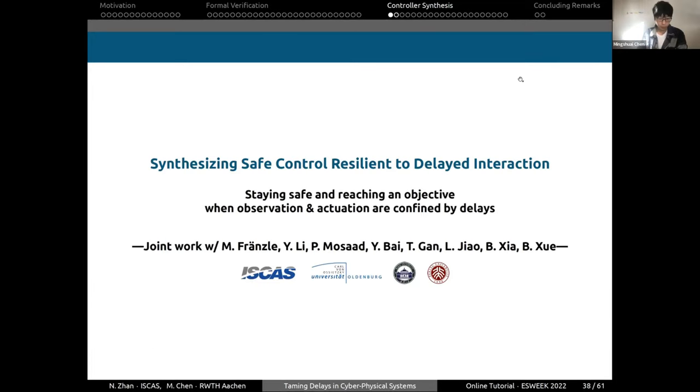Okay, so in the previous session, we have seen a lot of things about delay differential equations, mainly from the perspective of verification. And in the coming session, we will see something different. Basically, the focus is how to synthesize safe controls, which are tolerant to delayed interaction. And the main goal here is how to stay safe when the observation or actuation of the controller with its environment are confined by delays. And this is a series of work joint with colleagues from ISCAS, Aarhus University, as well as Wuhan University and Peking University from China.